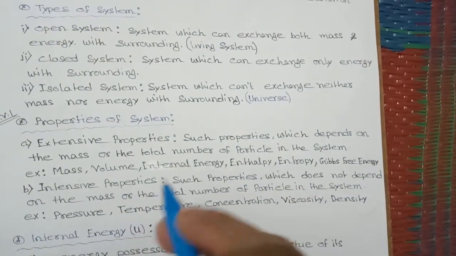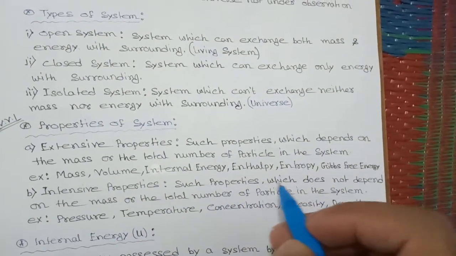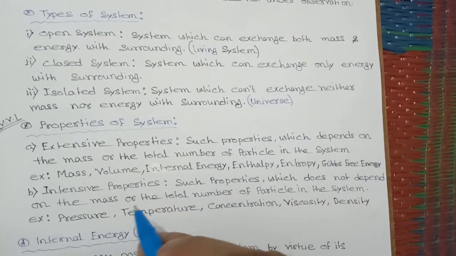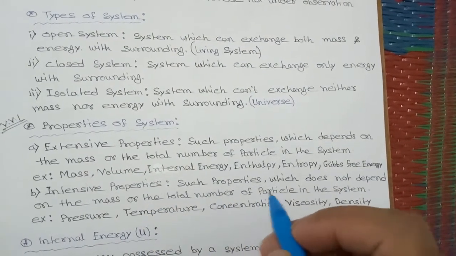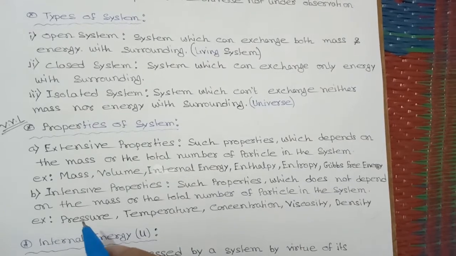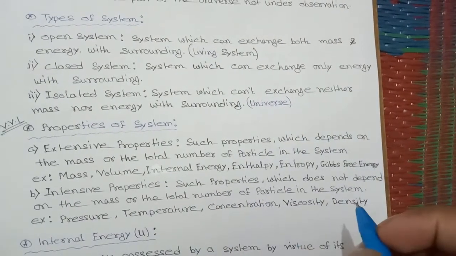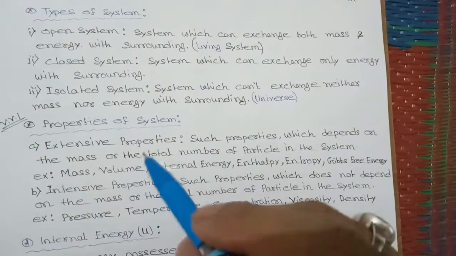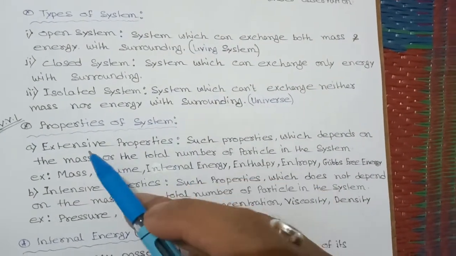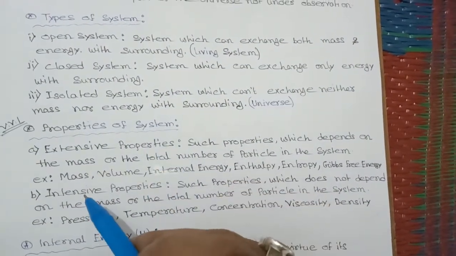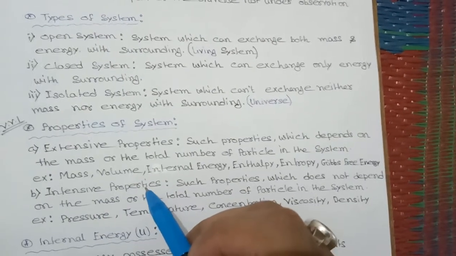And intensive properties means properties which do not depend on the mass or the total number of particles in the system. Examples are pressure, temperature, concentration, viscosity, and density. So, mass dependent properties are extensive properties, and mass independent properties are intensive properties.